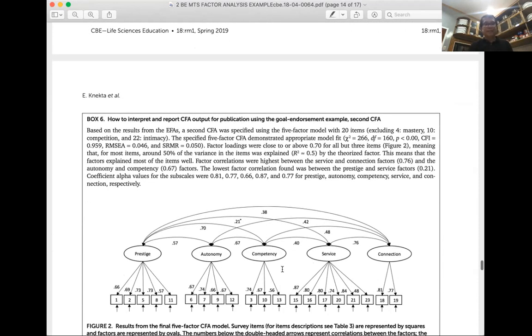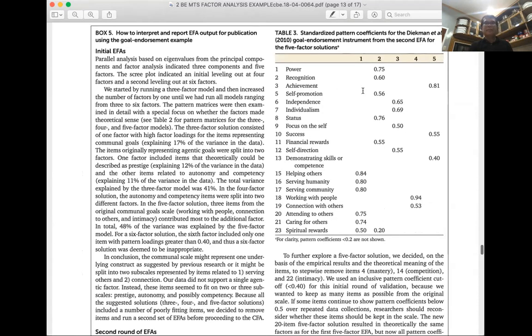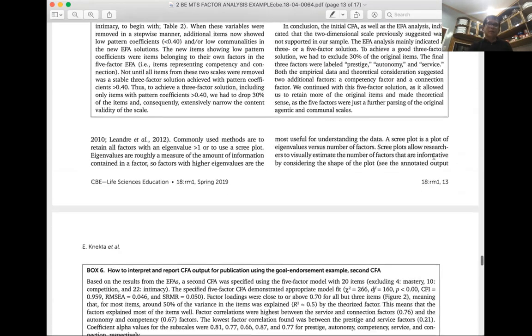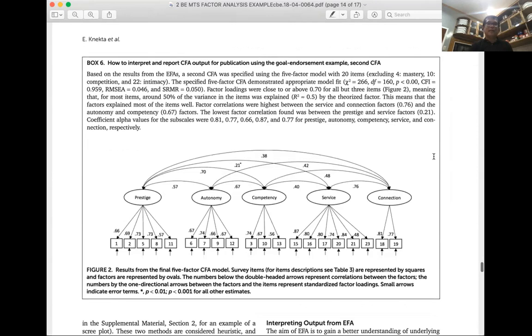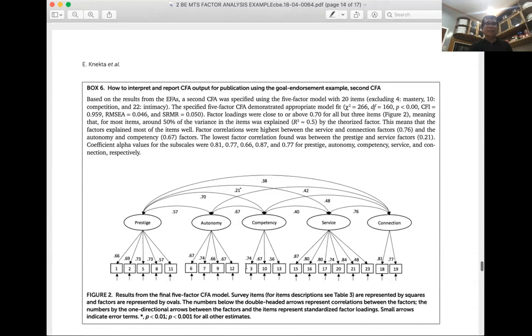The next is competency. We have 3, 10, and 13. So we have number 3, achievement, number 10, success, and number 13, demonstrating skills or competence, 0.40. So all of these are actually being named as competency. And factor loadings, we have greater than 0.4, 0.74, 0.67, 0.56.